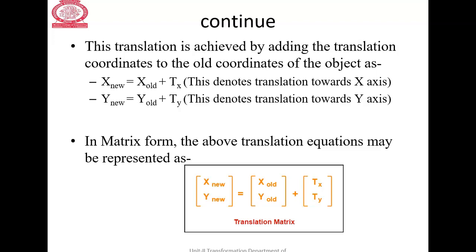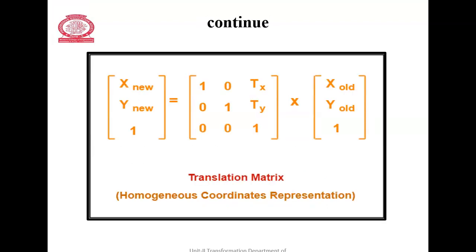In matrix form, the above translation equation may be represented like this. It is a matrix with one column and two rows: x new, y new equals x old, y old plus tx, ty. That is nothing but the translation matrix. If we want to use homogeneous coordinate representation, then you'll have to add one more row, that is 1, to the matrix, which is the translation matrix.